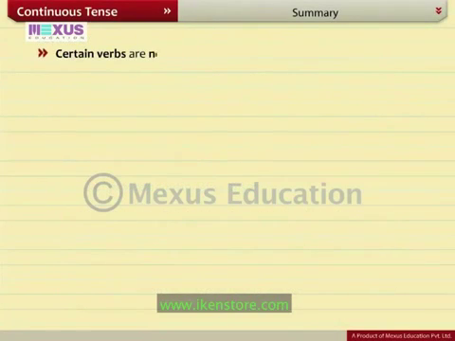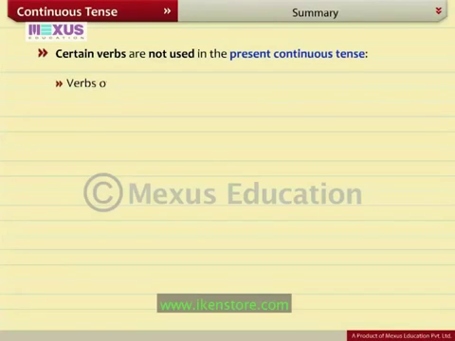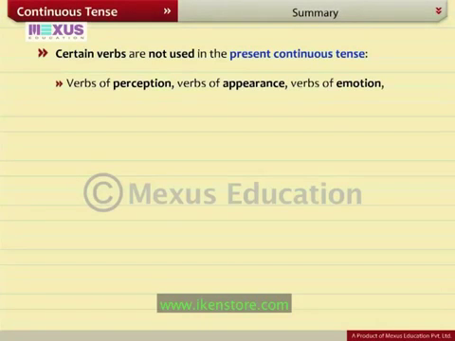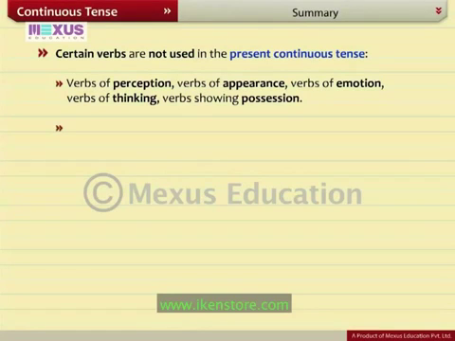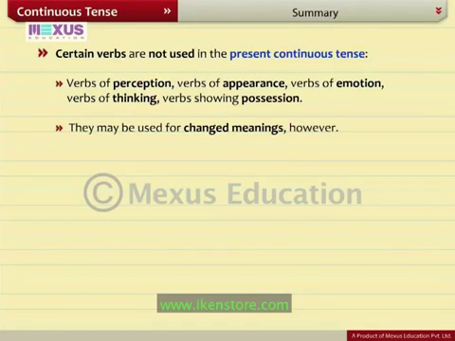Certain verbs are not used in the present continuous tense. Verbs of perception, verbs of appearance, verbs of emotion, verbs of thinking, verbs showing possession. They may be used for changed meanings, however.